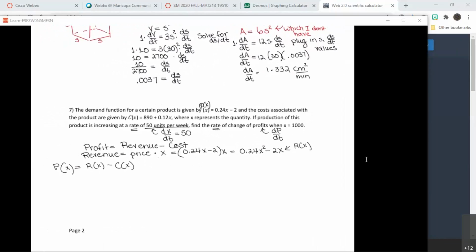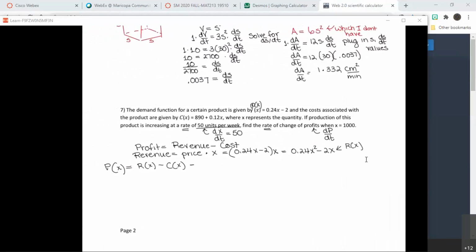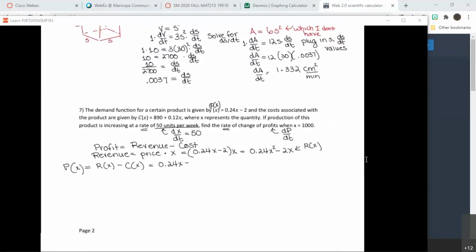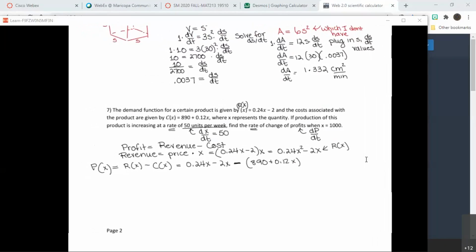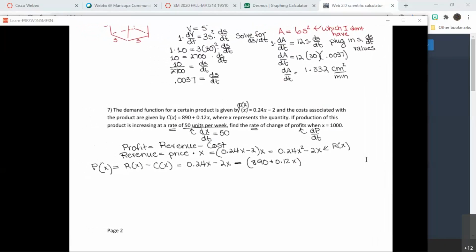So I have 0.24x squared minus 2x. Put the minus sign for profit, but then remember the whole cost equation needs to go in parentheses. Okay? Everybody all right with that?